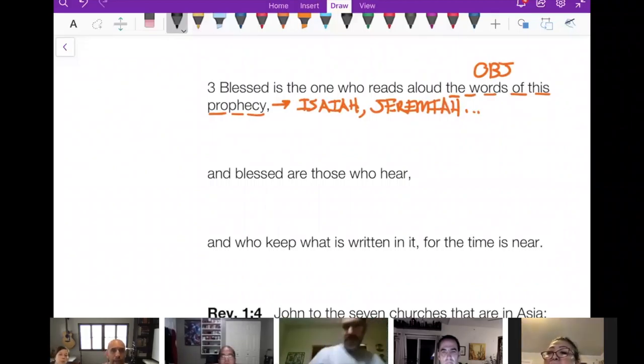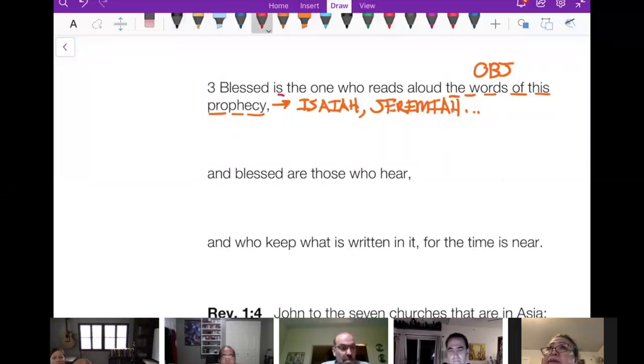Let's look here. What's the big idea in verse 3? Give me the big idea, or the big key words that you see, the big concept, the big action word. What do you see? Blessed. Bethany said blessed. Yeah, go ahead. Blessed. It's mentioned twice. So this idea of blessed.